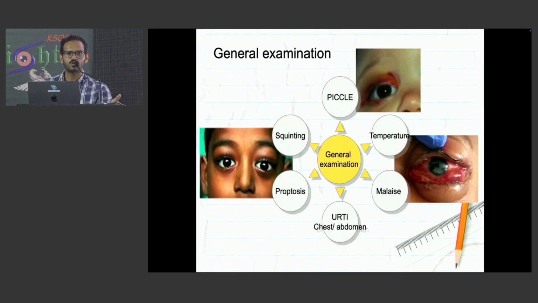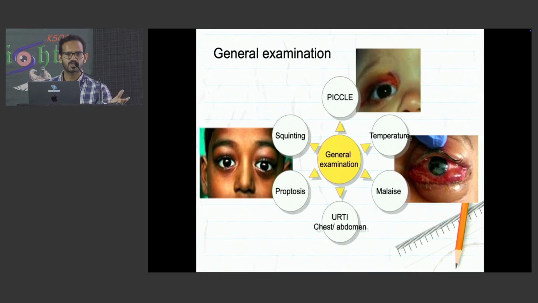So why do you want to look into the general examination? The first picture is of a kid who presented with a subconjunctival hemorrhage, and the parents were not giving any history of any trauma. Two weeks later, the initial ophthalmologist thought it to be some trauma, as the kid is not giving a proper history. But two weeks later, the kid presented with proptosis, and on imaging, there was a mass and it eventually turned out to be neuroblastoma.